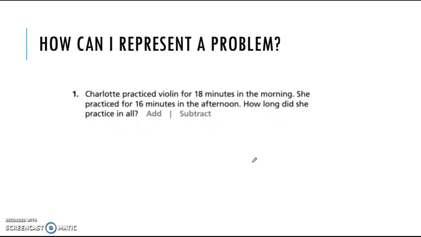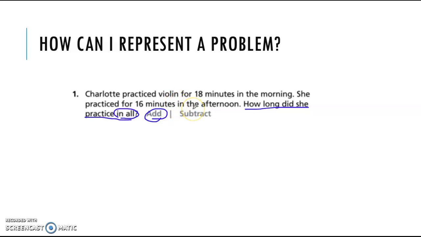So let's see how these look in word problems. So let's look at this one. Charlotte practiced violin for 18 minutes in the morning. She practiced for 16 minutes in the afternoon. How long did she practice in all? So let's go ahead and underline the question. How long did she practice in all? Keyword here, in all. That tells me I'm going to add.